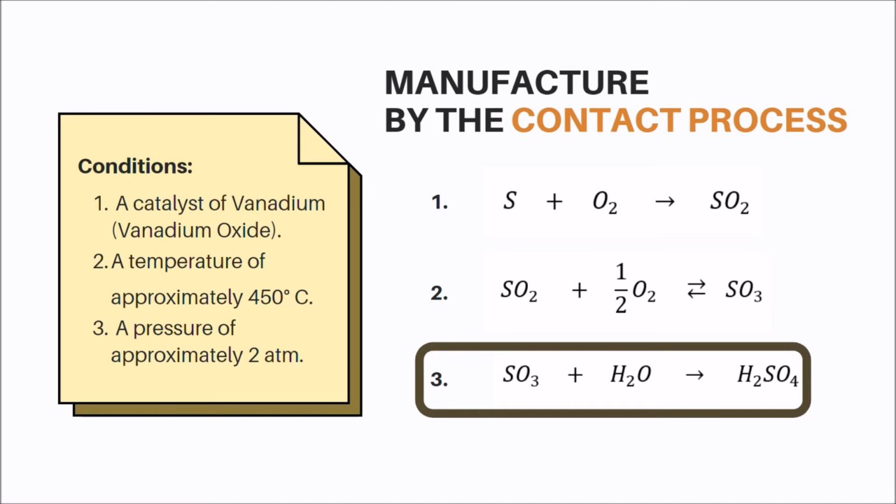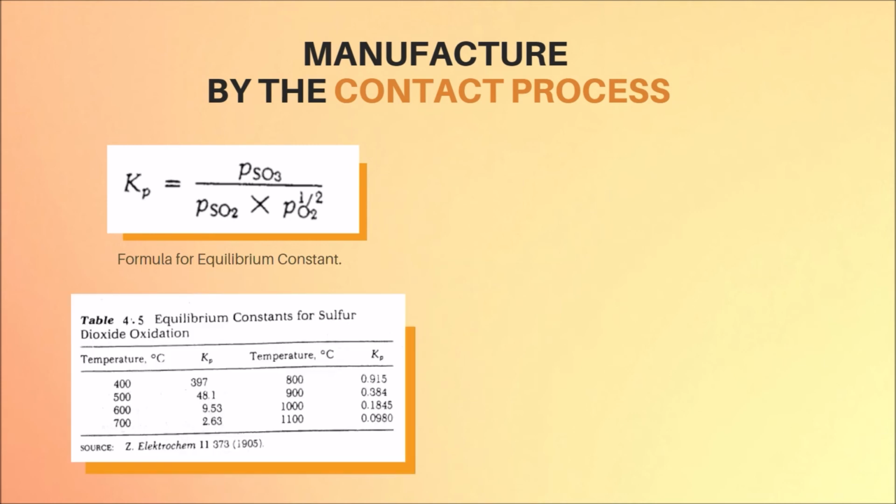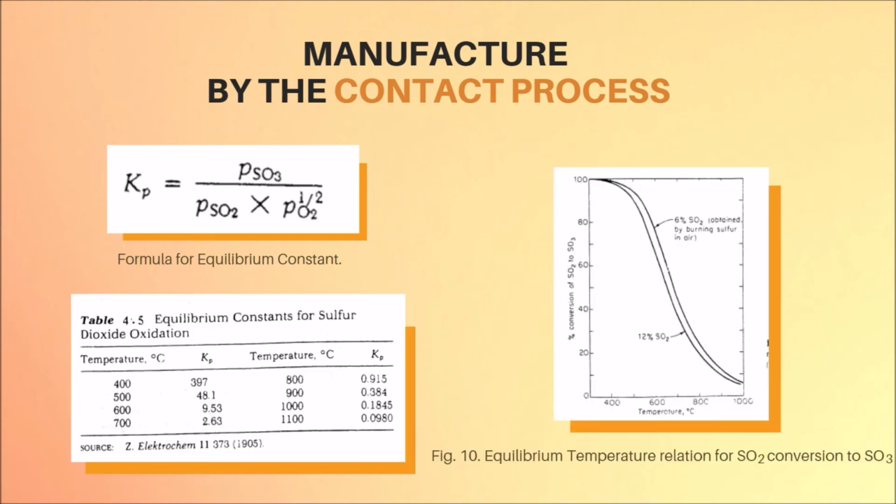The reaction from sulfur dioxide to sulfur trioxide is an exothermic reversible reaction. An equilibrium constant for this reaction, calculated from partial pressures according to the law of mass action, may be expressed in this way. Values for Kp have been experimentally determined based on the pressure in atmospheres, as presented in Table 4.5. This figure shows the equilibrium conversion of sulfur dioxide to sulfur trioxide as a function of temperature for two feeds of different initial sulfur dioxide concentrations.